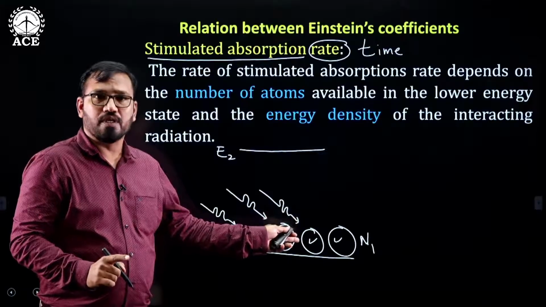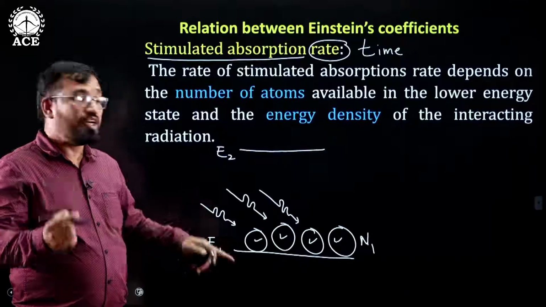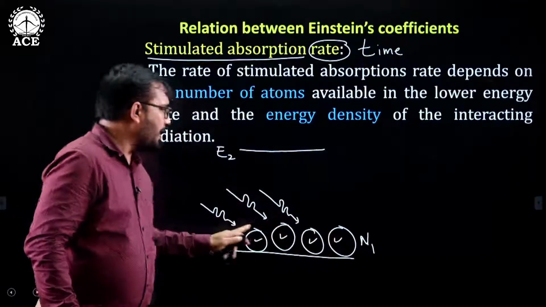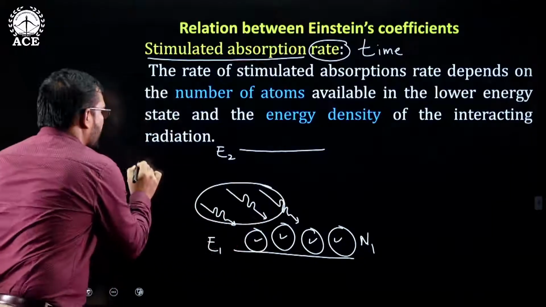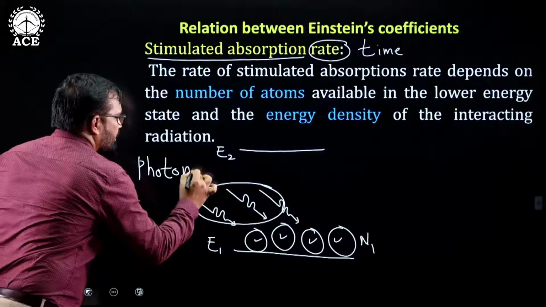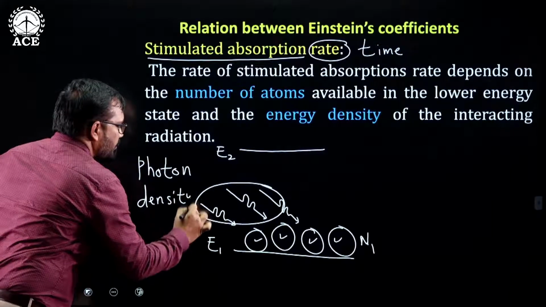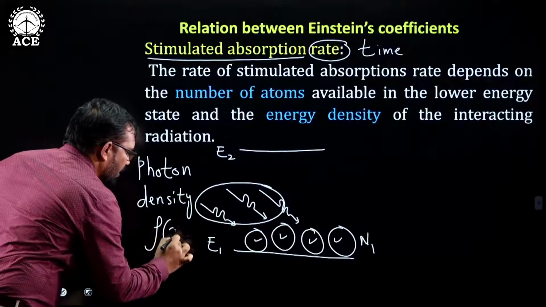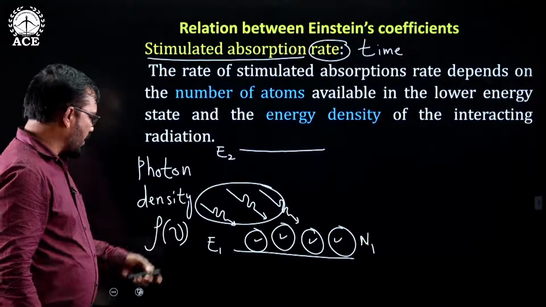So 3 atoms only will be excited. This means the stimulated absorption rate not only depends on the number of atoms N1, it also depends on the number of photons. The number of photons is called photon density. Photon density is denoted with the letter rho nu.